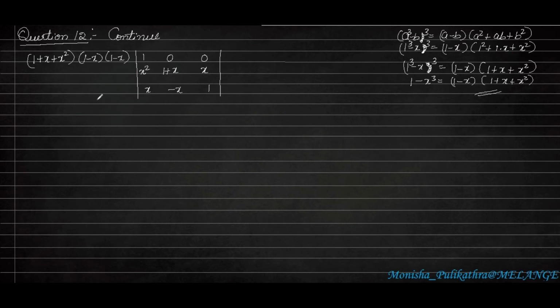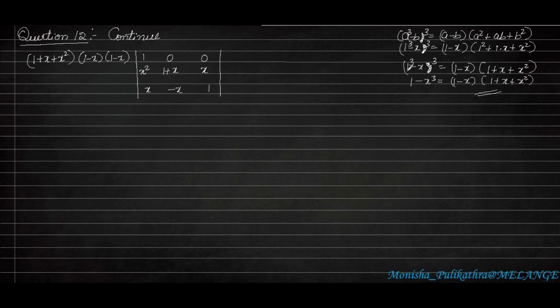Let us continue the 12th question. This is the last line we have written. Before continuing, you have to go through the algebraic identities. We know that a cube minus b cube is equal to a minus b into a square plus ab plus b square. I will take a slight difference in that: instead of a cube, I will take 1 cube, and instead of b cube, I will take x cube. So 1 cube minus x cube will become 1 minus x into 1 square plus 1 into x plus x square.